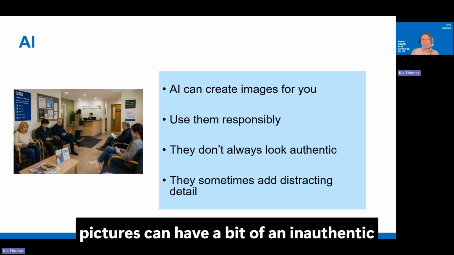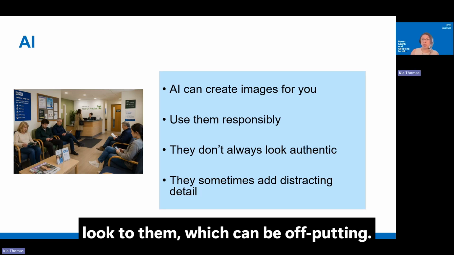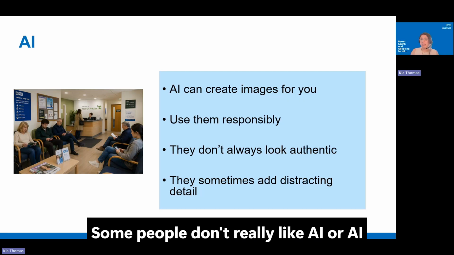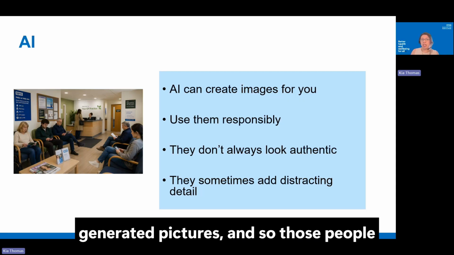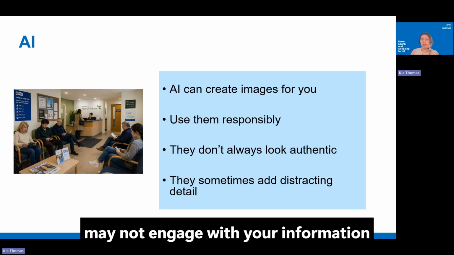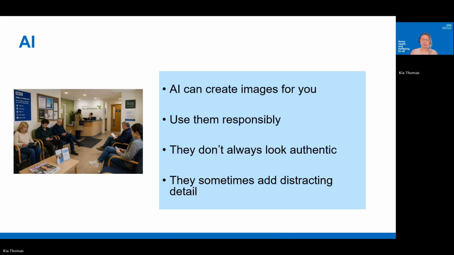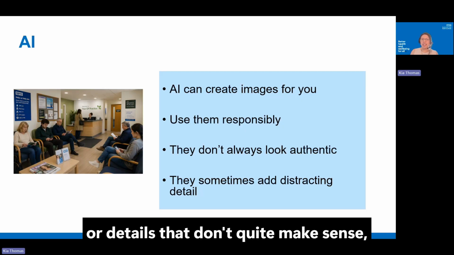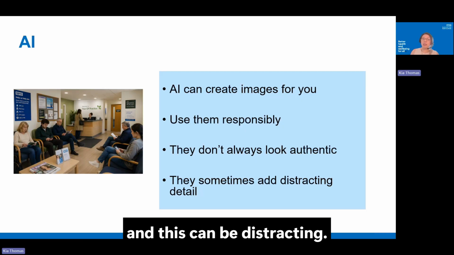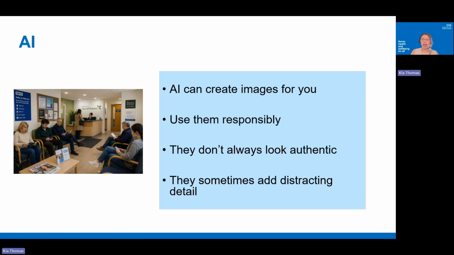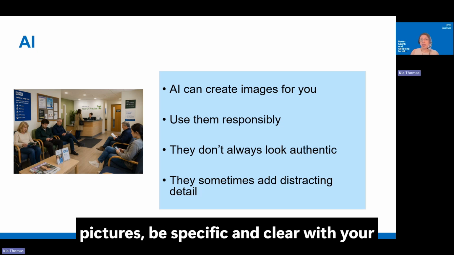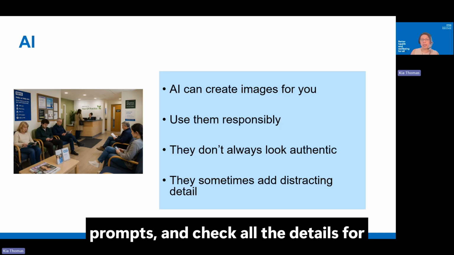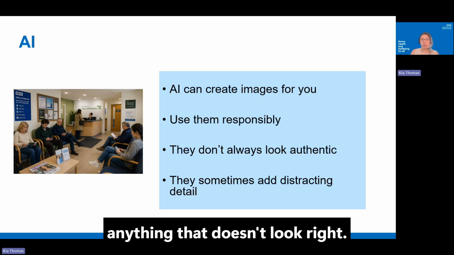AI pictures can have a bit of an inauthentic look to them, which can be off-putting. Some people don't really like AI or AI-generated pictures, and so those people may not engage with your information because of that. AI also sometimes adds unnecessary detail or details that don't quite make sense, and this can be distracting. So if you want to use AI to create pictures, be specific and clear with your prompts and check all the details for anything that doesn't look right.